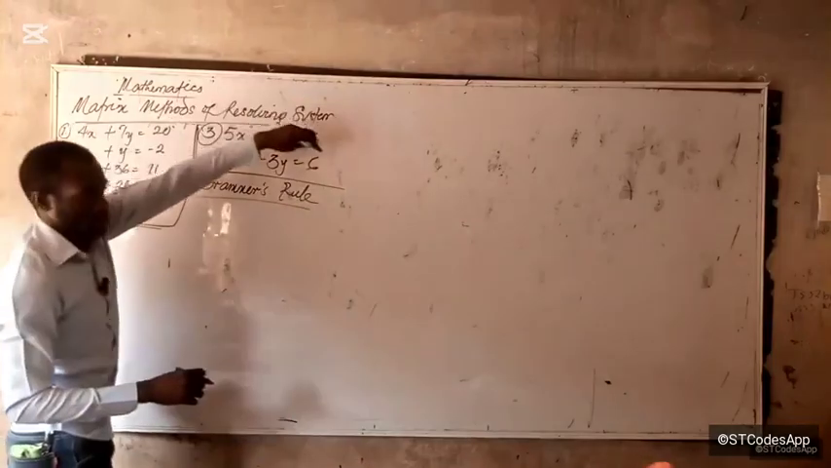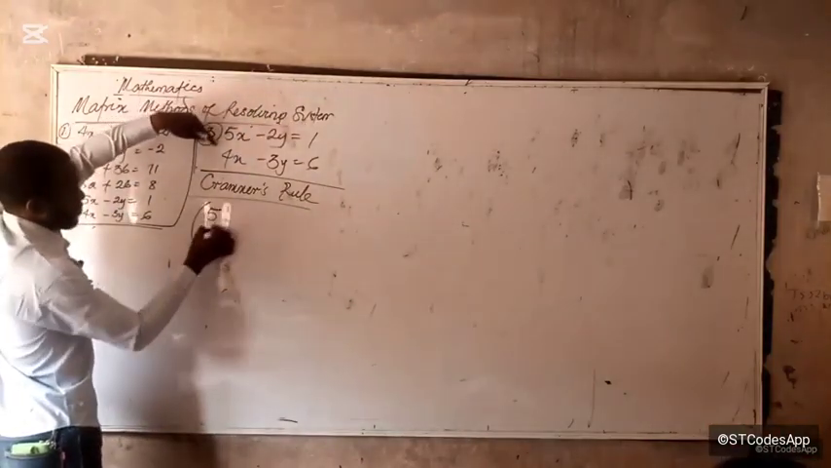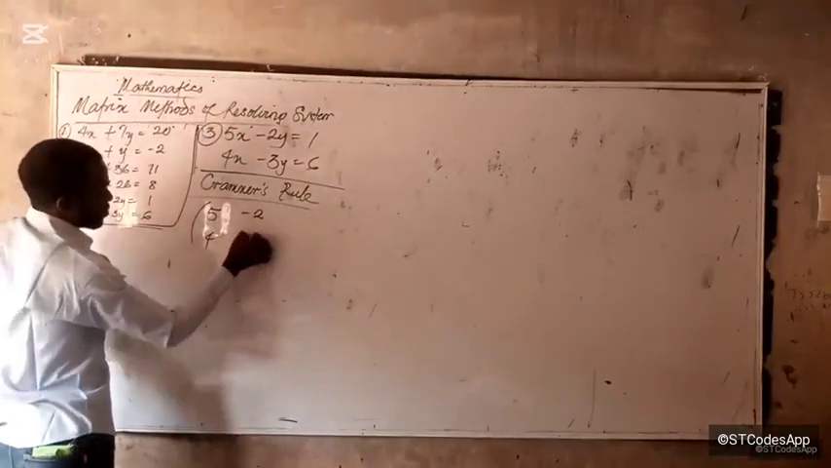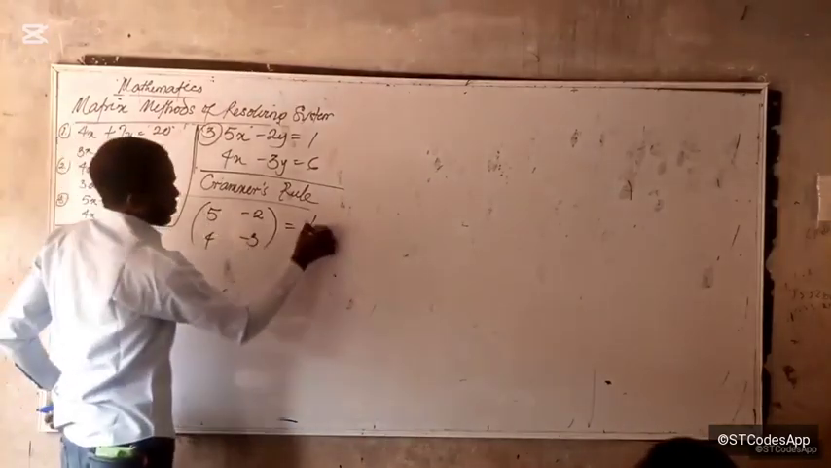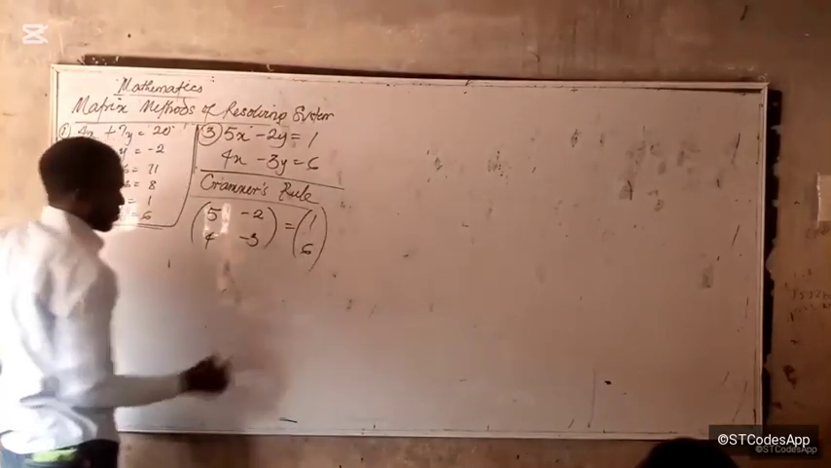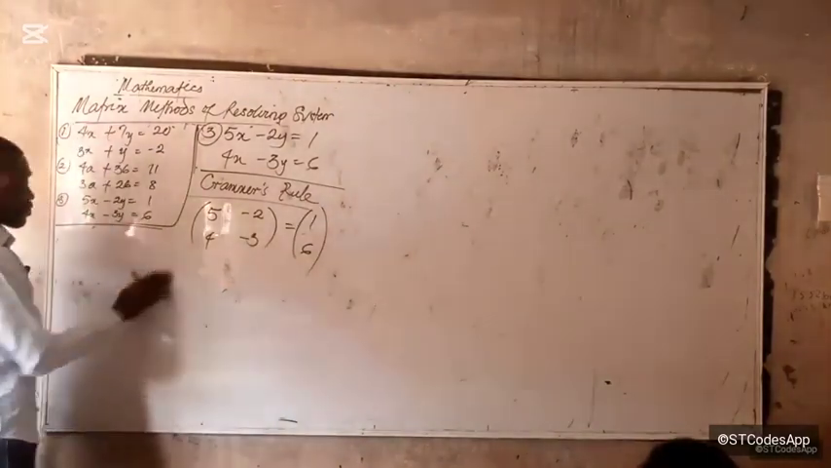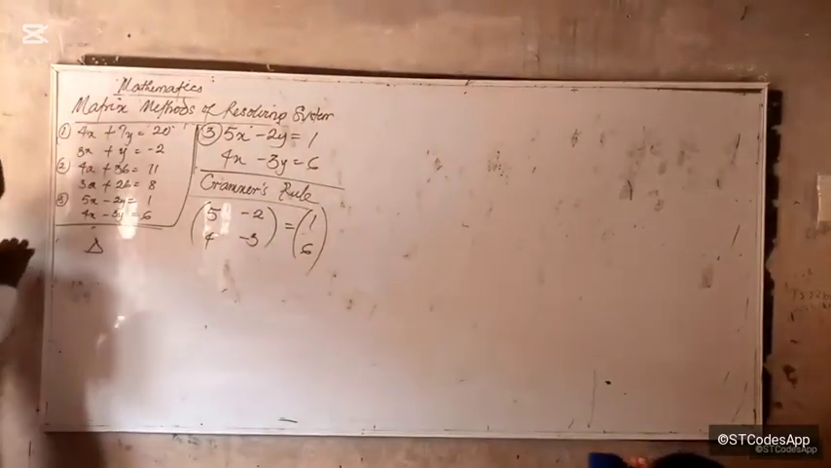So we bring out the matrix. We have 5 and 4, minus 2 and minus 3. So here we go to 1 and 6. Okay, so what we want to do in Cramer's rule is first find the determinant here.